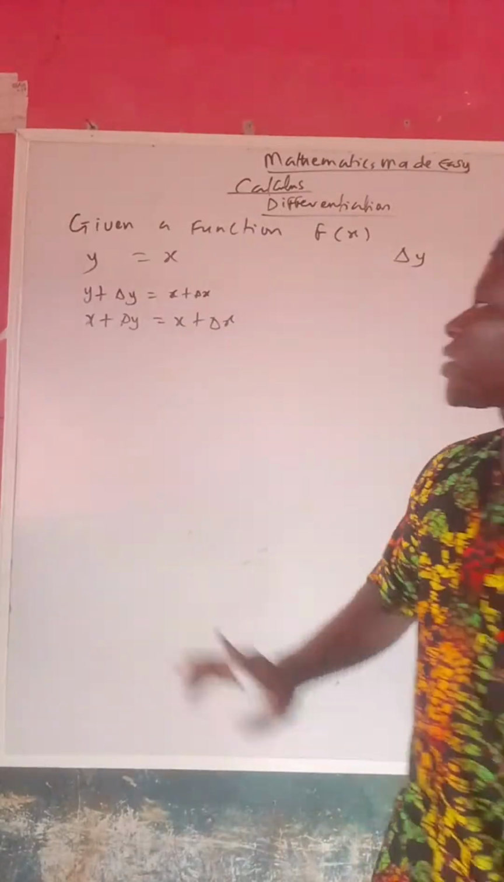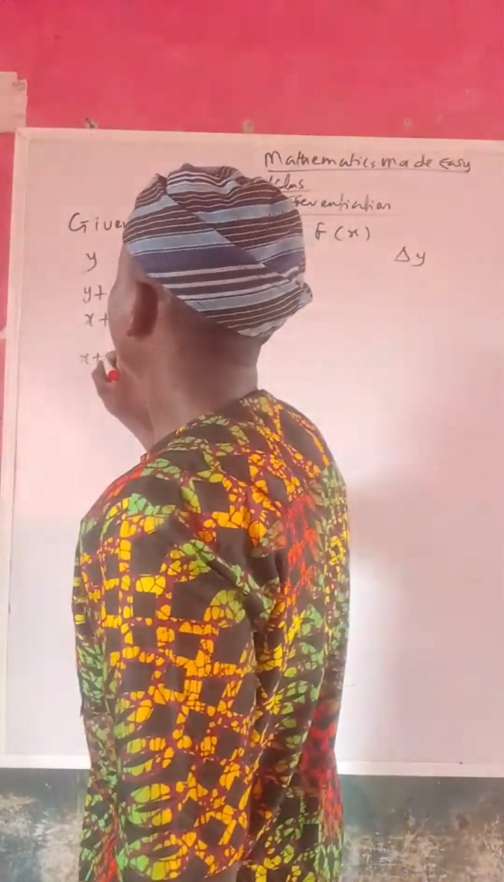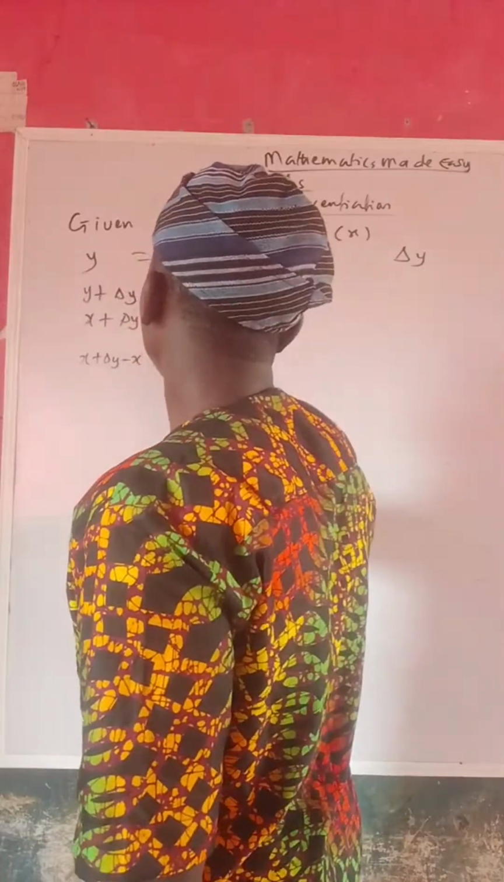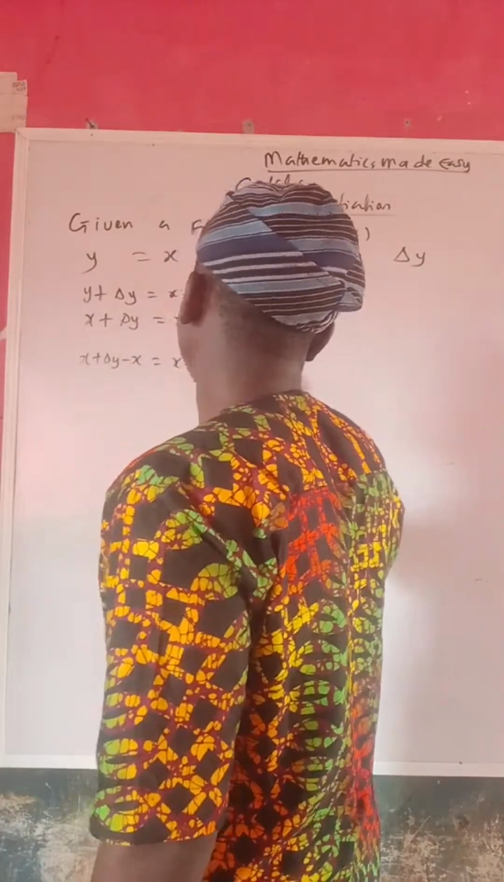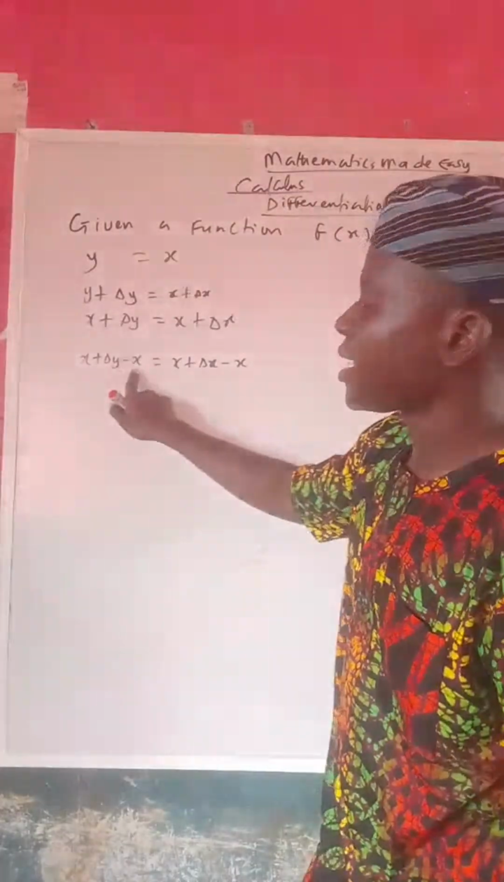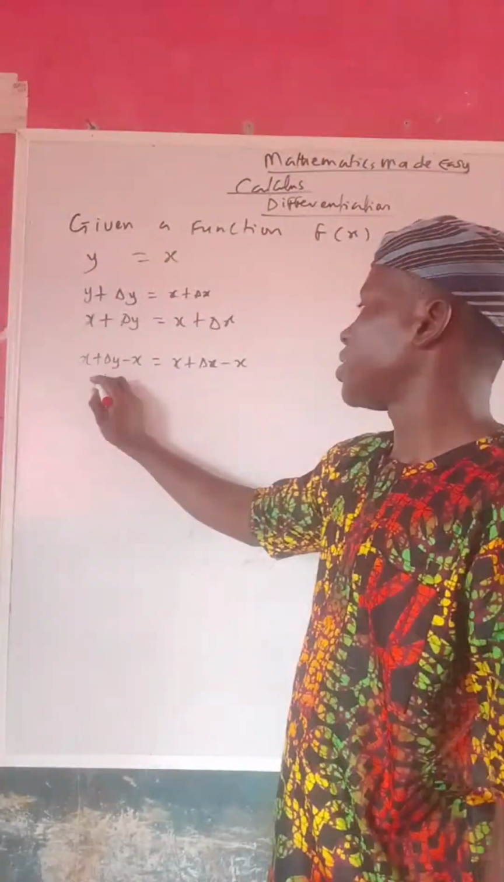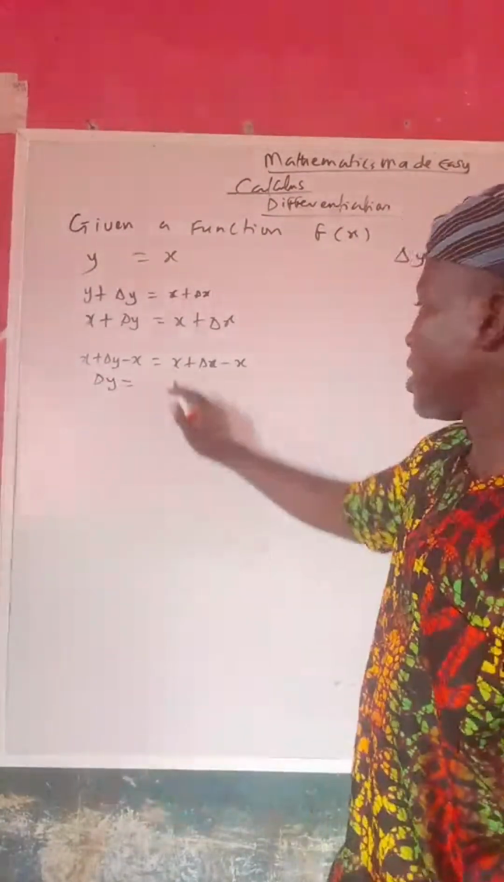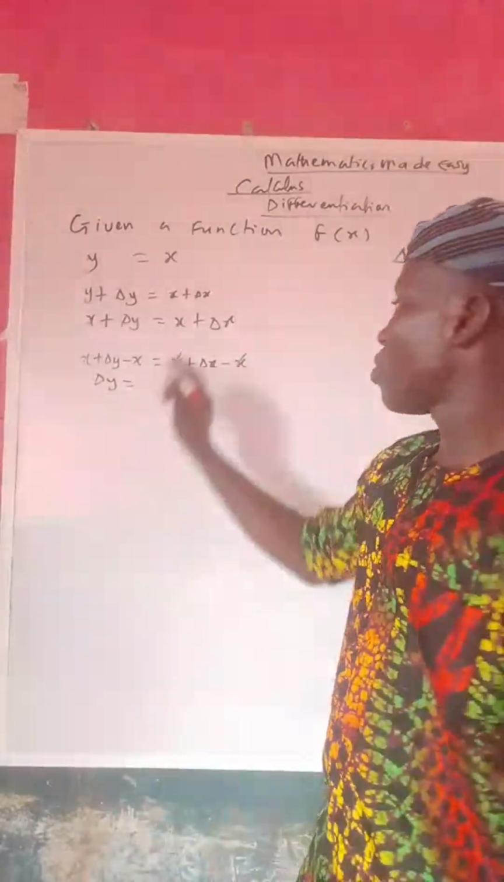So we subtract x from both sides, and we have x plus change in y minus x equals x plus change in x minus x. So x minus x will give us what? 0. So what we have now is change in y equals, then x minus x also 0.